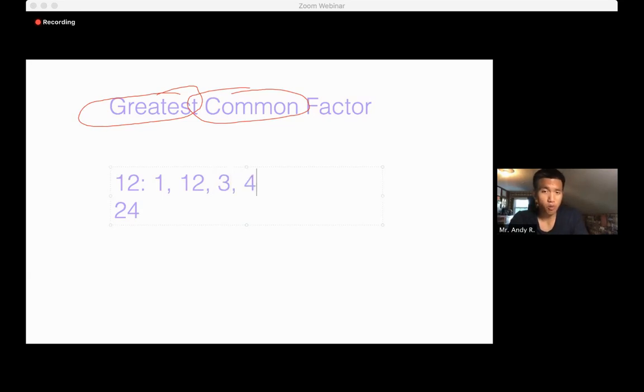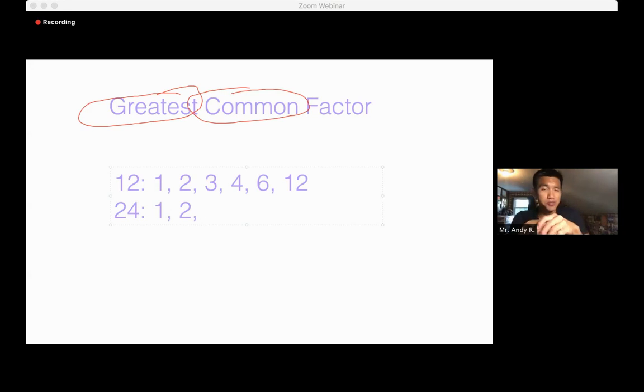3 times 4 is 12. And then 2 times 6 is 12. Did we get them all? Yeah, just about. And again, I like to have them in number order, so from smallest to largest. How about 24?